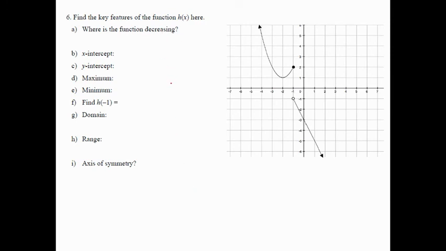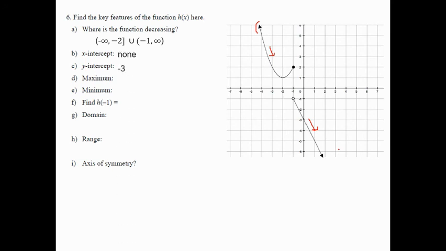Where is the function decreasing? And again, you have to look at the decreasing. We can see we've got some decreasing coming down here, and then it's decreasing here. Okay. We're going to give the brackets, and we have to use the x values, so it's coming from negative infinity all the way over to -2, okay? And then it jumps in x value, and we go from -1 to infinity, because again, you're looking at the x values. Our x-intercept, we have none.